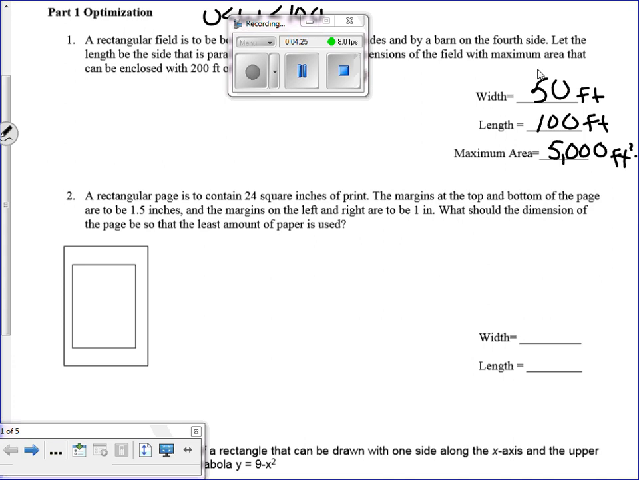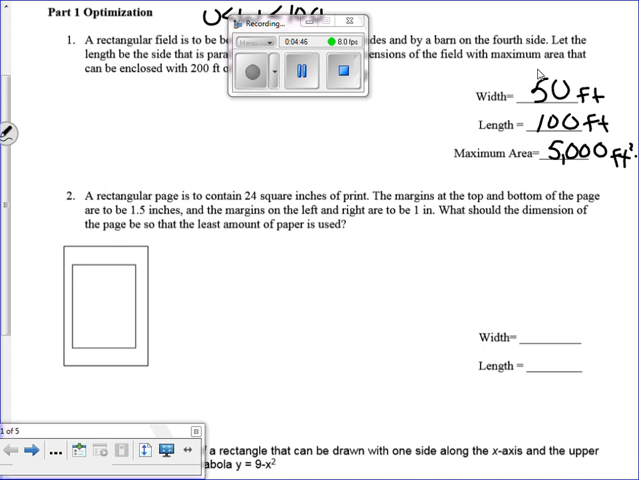For the next one, we have a rectangular page that's to contain 24 inches of print. The margins at the top and bottom are 1.5 inches, and the margins on left and right are 1 inch. What should be the dimensions of the page so that the least amount of paper is used? So they want the overall dimensions to minimize the area of the paper.